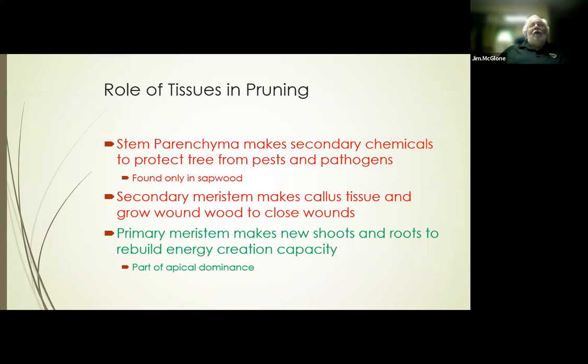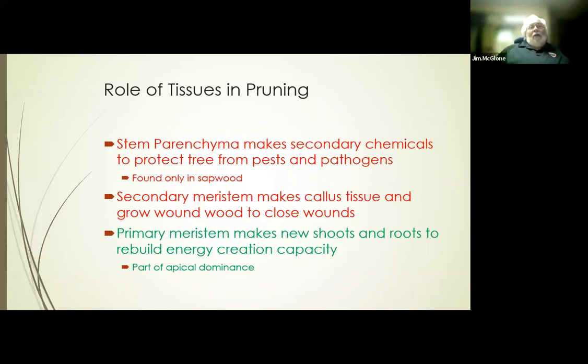This is only found in the sapwood. If you have heartwood, there is old dead parenchyma in it, and there are secondary chemicals that have been exuded into that heartwood, but no new secondary chemicals can be made in the heartwood. The secondary meristem is what makes the callus tissue, and the callus tissue, which is part of that meristem, is what grows the wound wood that closes the wounds.